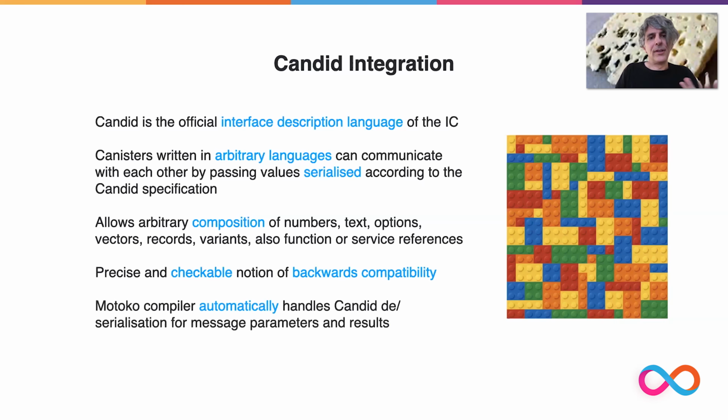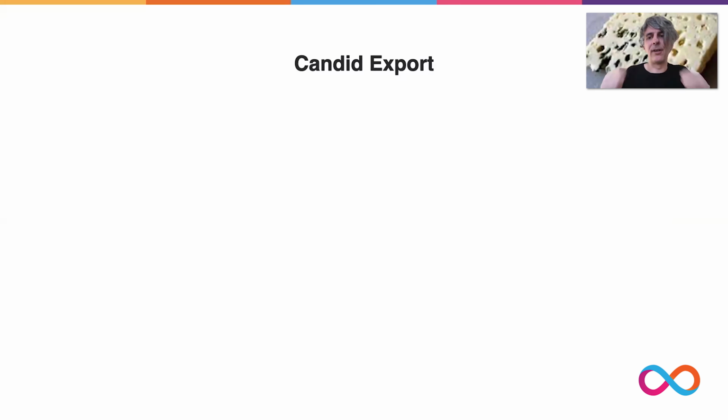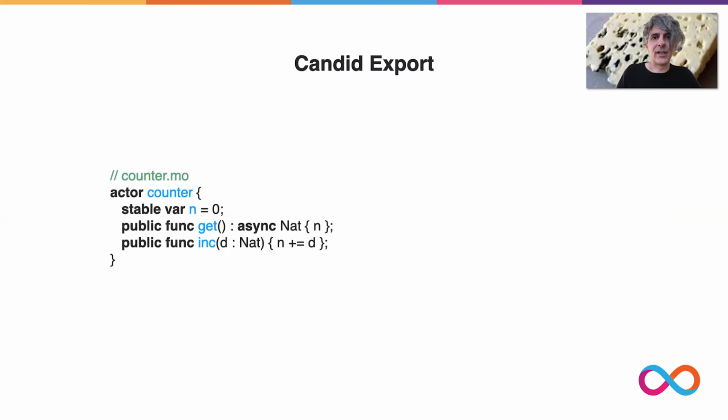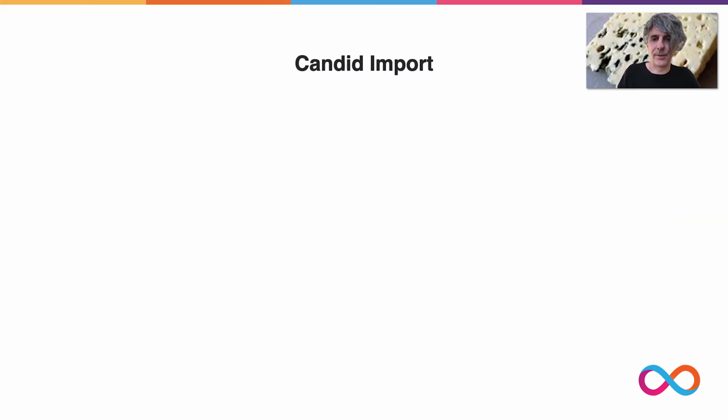And Motoko now has Candid integration, meaning that first of all it automatically does all this deserialization for messaging. I already said that, but it also allows you to use Candid interface descriptions directly. So you can import and export that, as a form of interaction with other languages if you want. For example, for the export, if I have again the boring code here in Motoko, then the compiler can automatically generate a Candid interface for that. In this case, it would be very simple, but it can do that with any actor you define in Motoko.